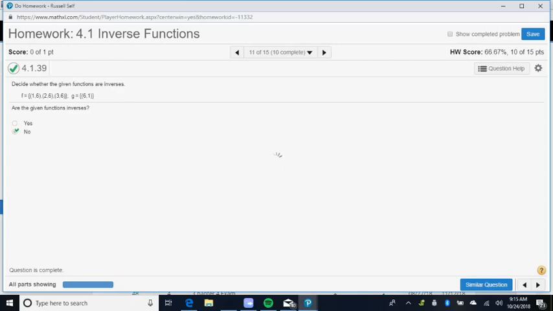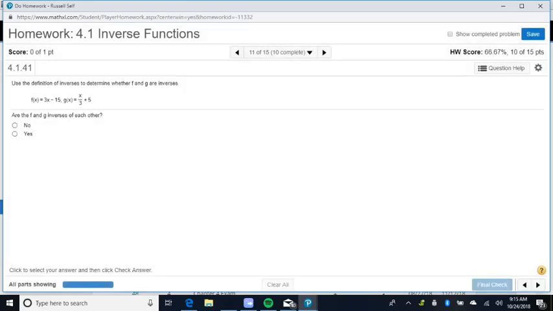And indeed a one-to-one function. Use the definition of inverses to determine whether f and g are inverses. Okay? So this time they're going to give you two different functions, giving them to you as equations. So what we have to do is determine if these two things are indeed inverses of each other, and this time we're going to have to do it mathematically.